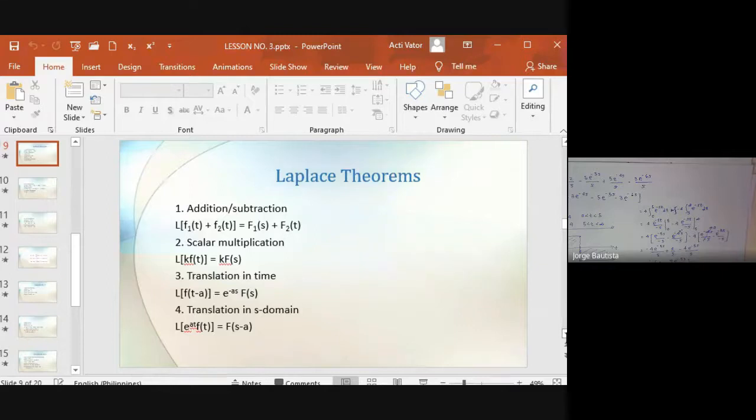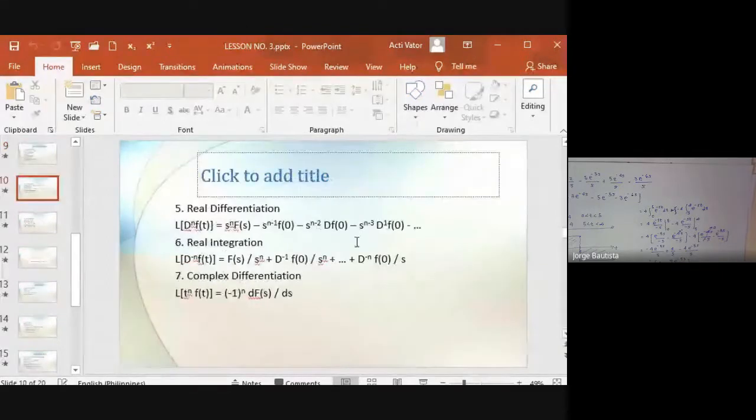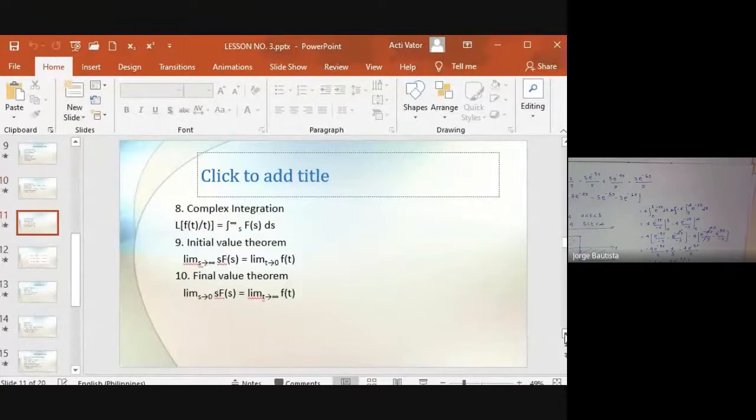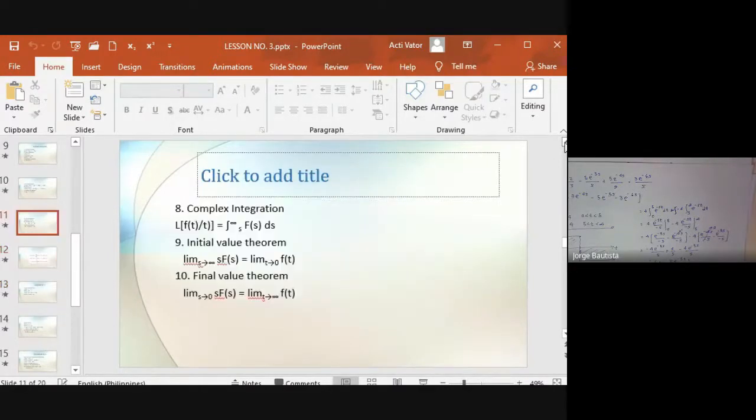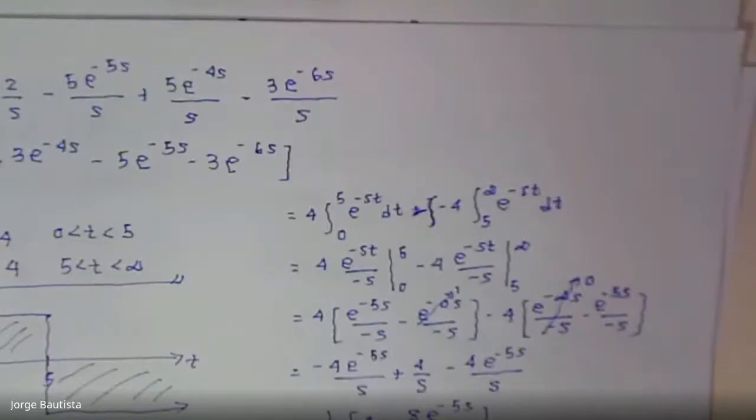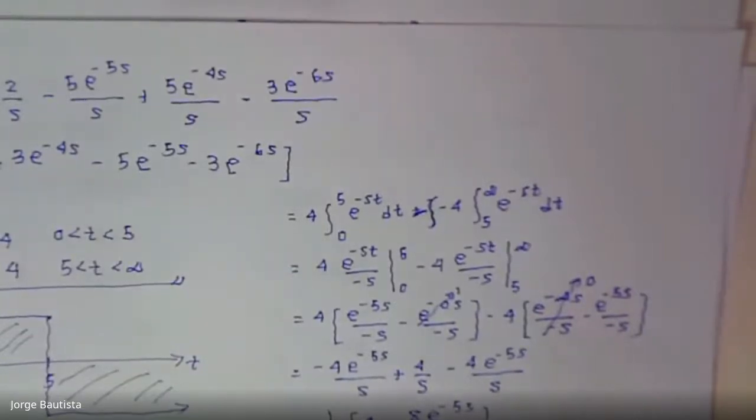Okay, so later, class, isa-isahin natin yan. Then as we go along with the problems or the examples, babalikan natin yon para ma-connect natin yung theorem dun sa example. Pag-attendance muna ako, then we will go back later para masagutan natin yan.